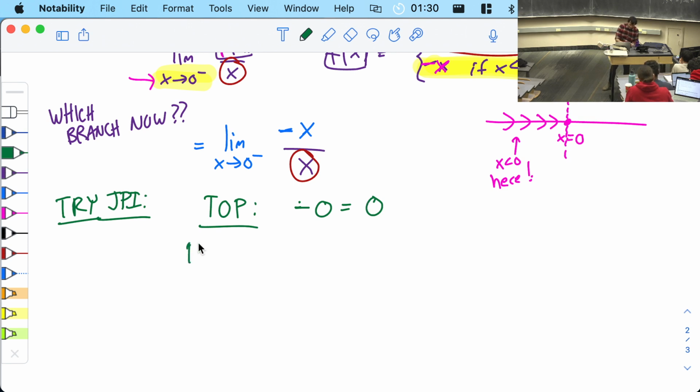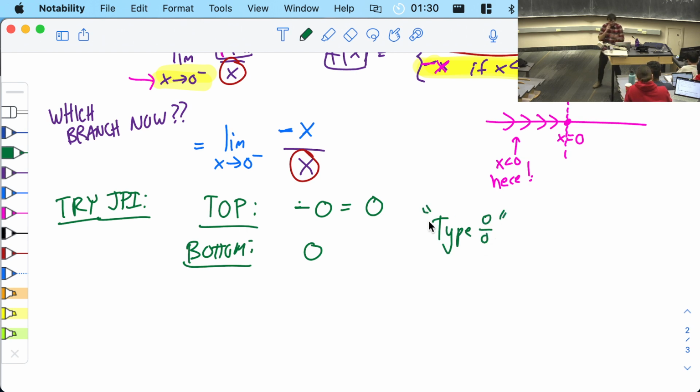The bottom on its own is also 0, because x is 0. So if the top is 0 and the bottom is 0, this is exactly the type "0 over 0." I always put it in quotes. It's not equal to 0 over 0, but it is type 0 over 0. And we cannot just plug in. That's what it means. We have to do something else first.